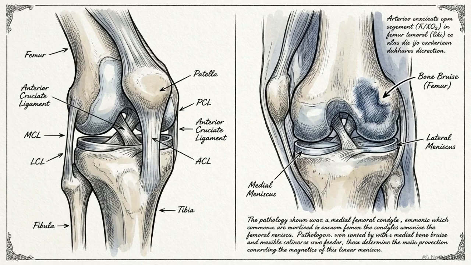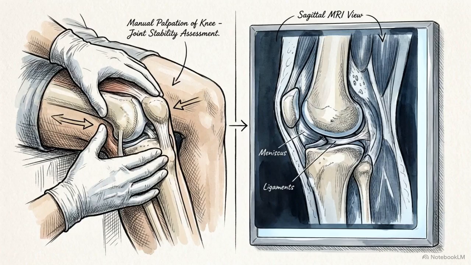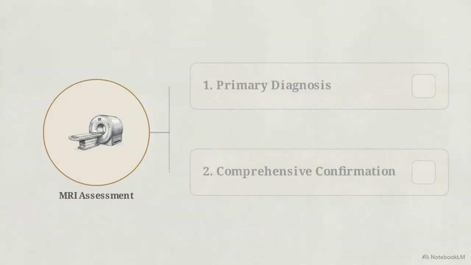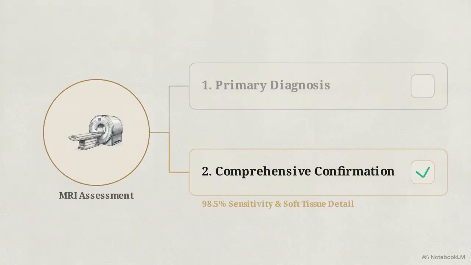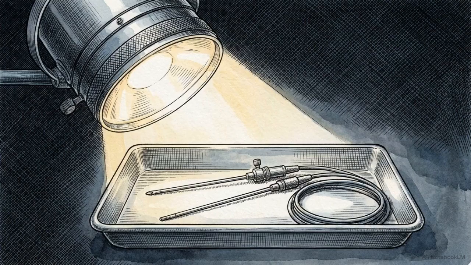MRI provides excellent visualization of soft tissues, making it indispensable for identifying associated intra-articular damage like bone bruises and secondary meniscal tears. Logistically, MRI is expensive, and its accuracy remains strictly dependent on the radiologist's interpretive skill. Multiple studies directly indicate that defaulting to an MRI does not inherently yield better diagnostic outcomes compared to a master clinician's hands. MRI serves as a tool for comprehensive assessment and confirmation, rather than the automatic first step for a primary ACL diagnosis.